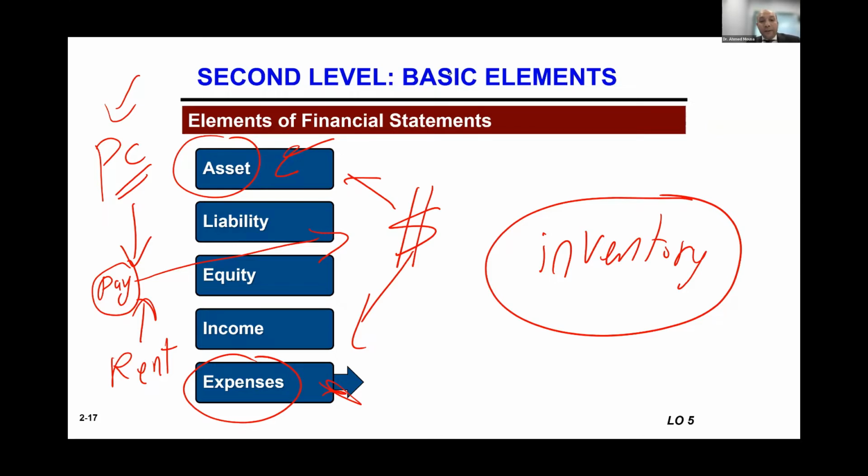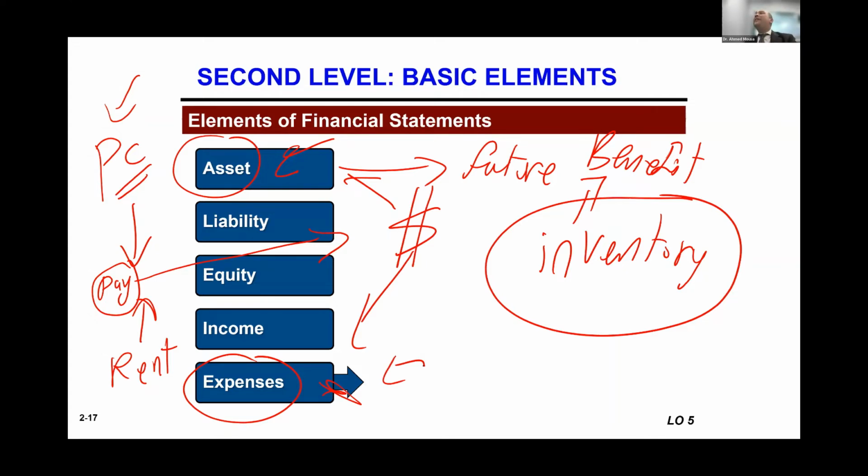Because it gives us a profit. This is the right answer, but let me clarify. Yes, exactly. Here is what I'm expecting in the future. It has a future benefit, because an asset has a future benefit. But for an expense, the benefit has expired.